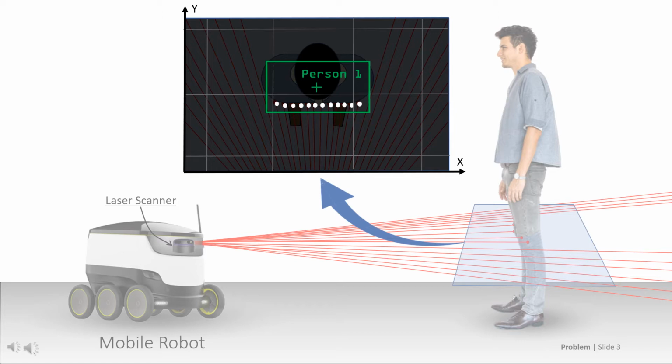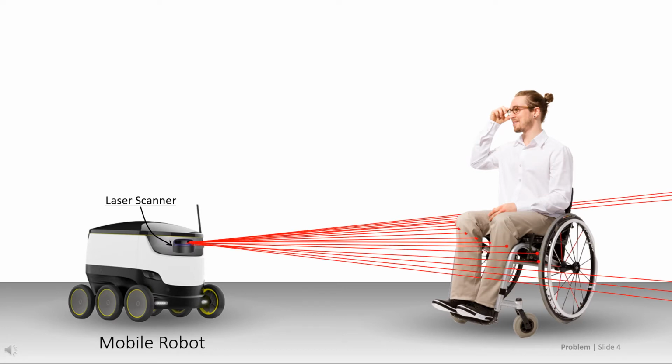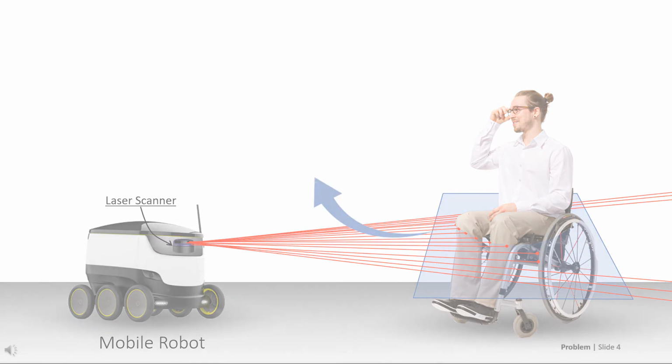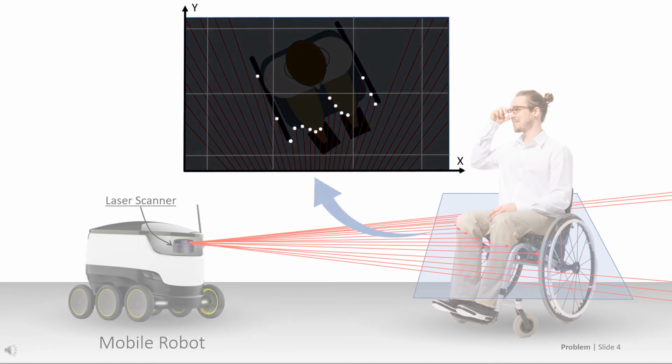So if the robot knows that it's in the path of a pedestrian, it may yield or perform some other interactions with the person. However, what happens when the pedestrian is a wheelchair user? The lasers will be interrupted at different locations, creating a more spread out scatter pattern. There are far fewer algorithms that could classify points as wheelchairs, so the robot may think that a wheelchair user is an unknown object and not know how to behave around it.